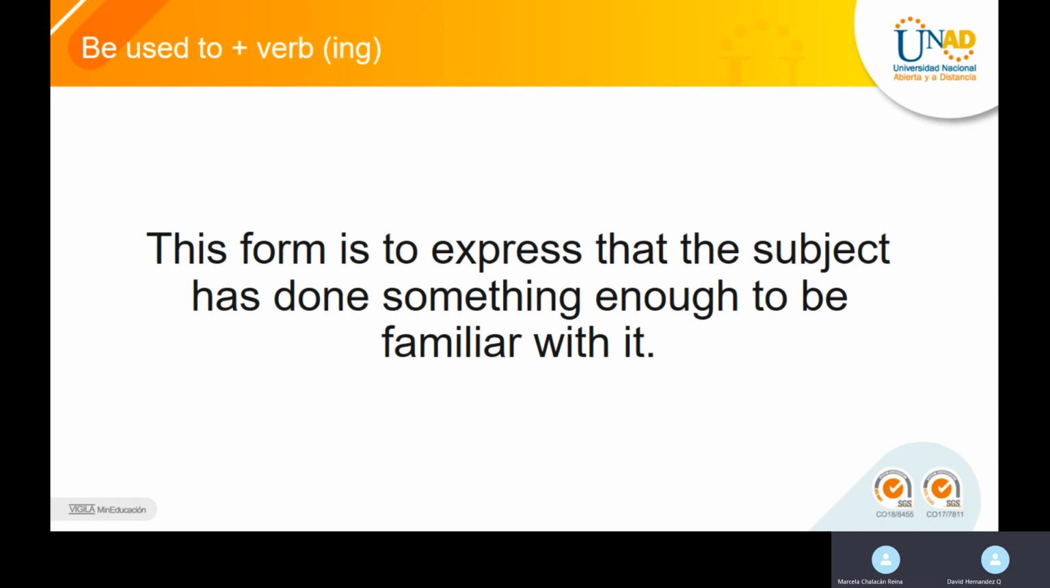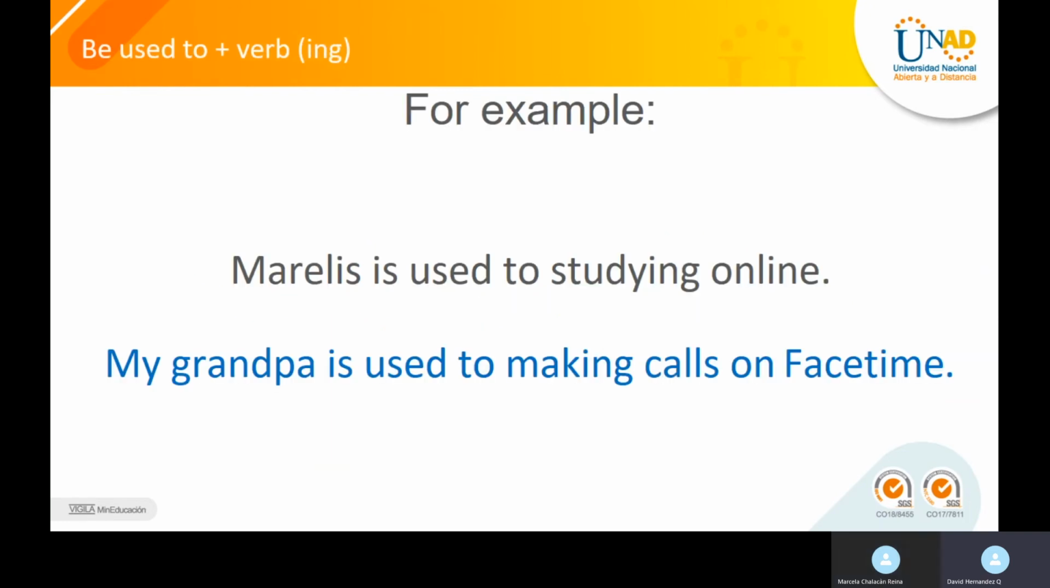We are going to put the examples. So it says, "Marelis is used to studying online." As I was saying, you have to pay attention to the word studying. It's in the ing form. So after "is used to," we need to pay attention, because if it is a verb, it goes with ing. Then we have the other example in blue color that says, "My grandpa is used to making calls on FaceTime." Hey, that's a good grandpa, right?